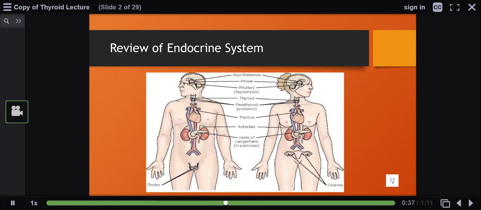The pituitary gland, often referred to as the master gland of the endocrine system, plays a vital role in controlling things such as the thyroid, the adrenal glands, ovaries, and testes. The anterior pituitary gland secretes the thyroid stimulating hormone, or TSH, whereas the posterior releases ADH and oxytocin. The two main glands that we're going to focus on in this lecture are the thyroid and the parathyroid.